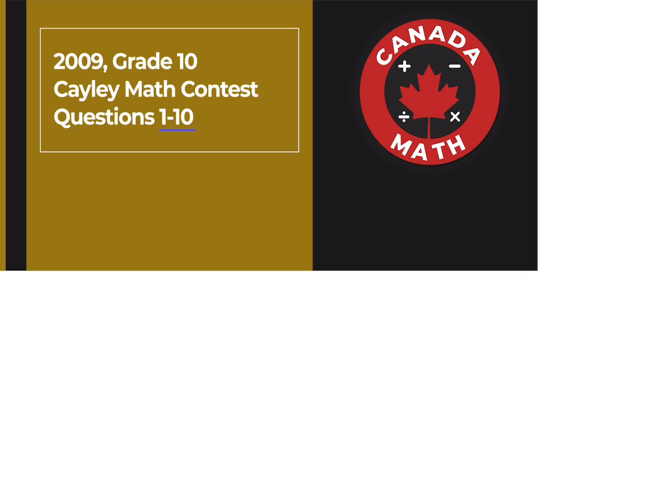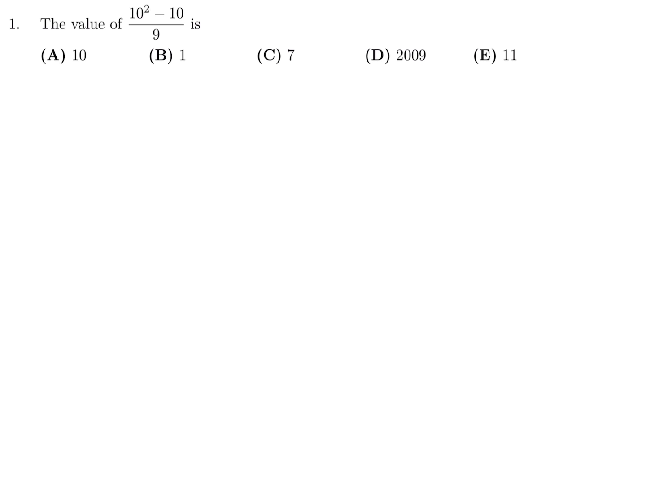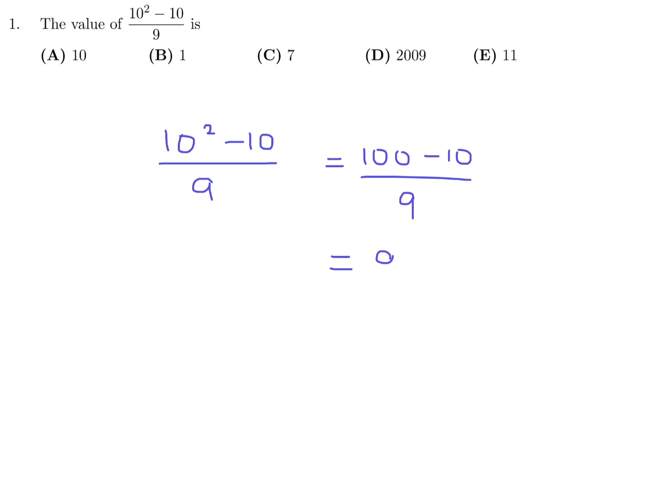Questions 1 through 10 on the 2009 Grade 10 Cayley Math Contest. The value of 10 squared minus 10, over 9. 10 squared is 100, minus 10, over 9. 10 subtracted from 100 is 90, and that over 9 is equal to 10. So number 1, the answer is A.